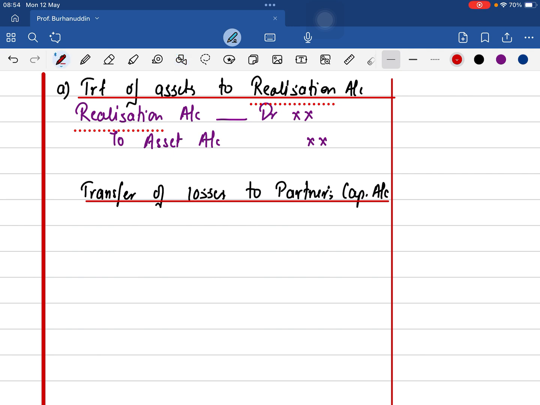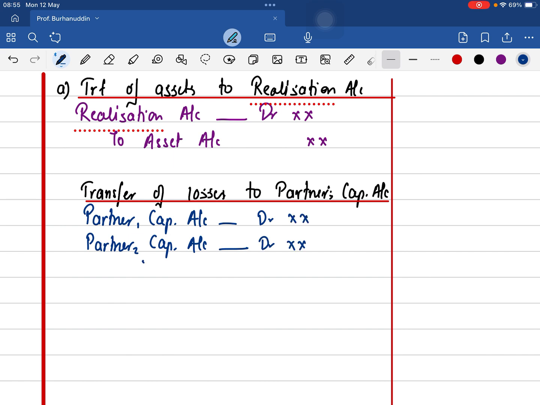Now, when you're distributing the loss, can I say the partners' capital balance is going to go down? Whenever there is a loss, the capital balance of the partner goes down, so we'll have to debit the partners' capital account. So here the entry would be: partner 1 capital account, partner 2 capital account, to that asset account. Yes, sir.